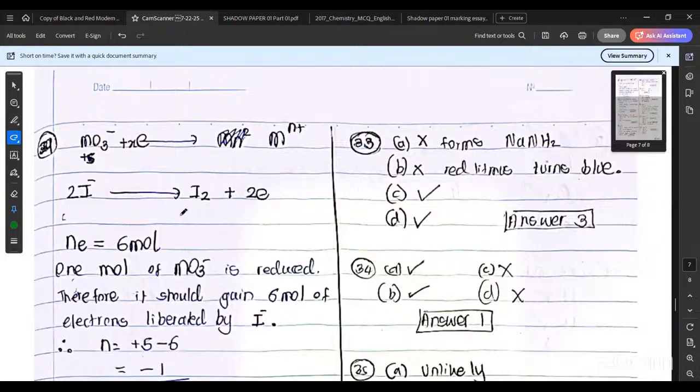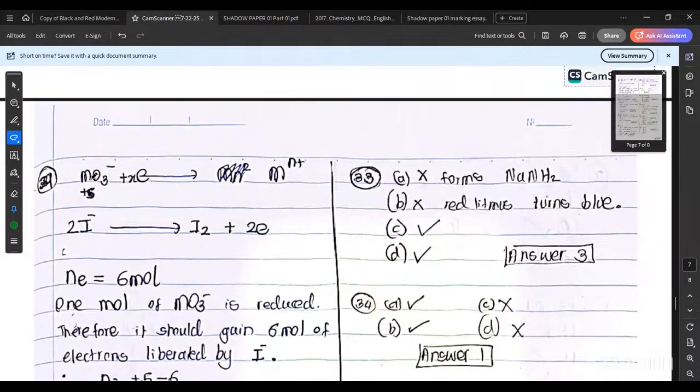If you write it in the half ionic equation method, you can see MnO3 minus has an oxidation number of plus 5. The plus 5 is for the Mn ion. Here it is plus n. The number of electrons we don't know, so I'll put it as x. I minus will oxidize to I2 and 2 electrons. The number of moles of electrons oxidized is 6 moles.